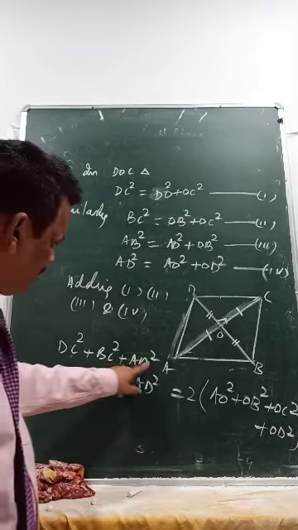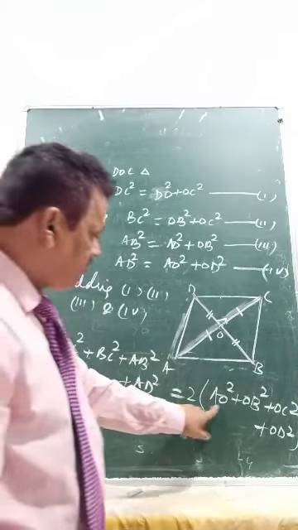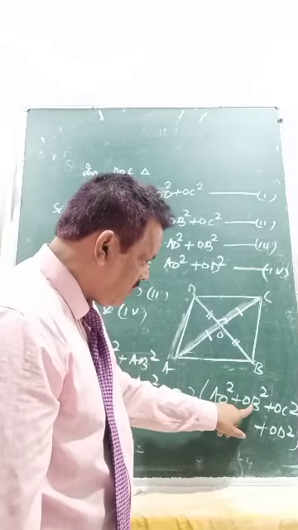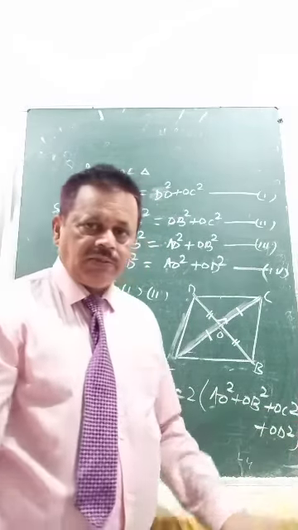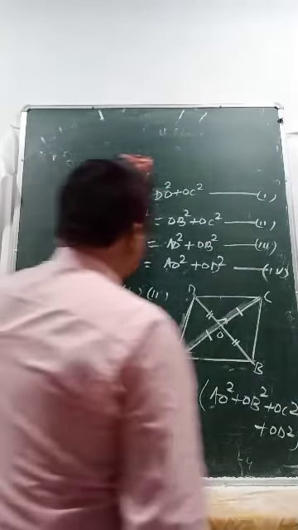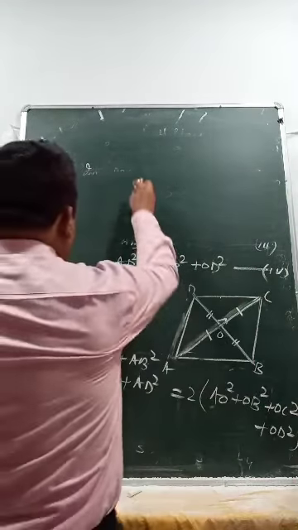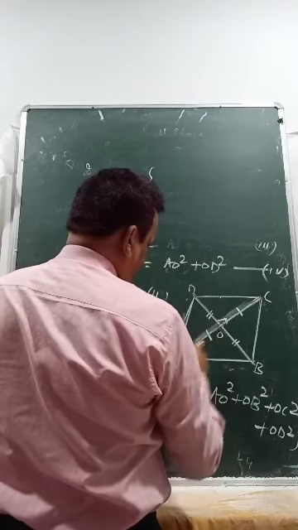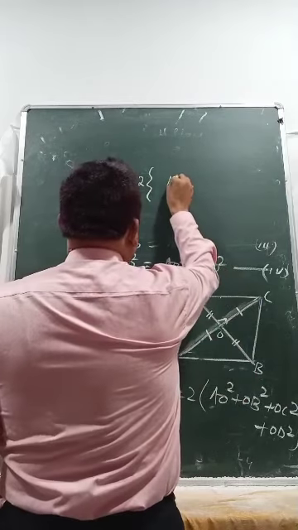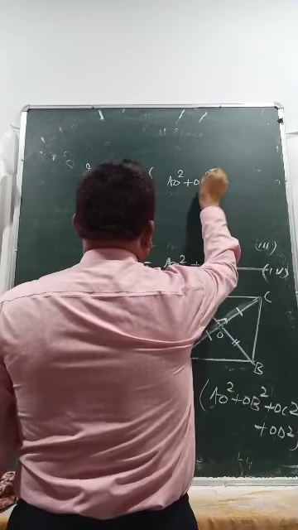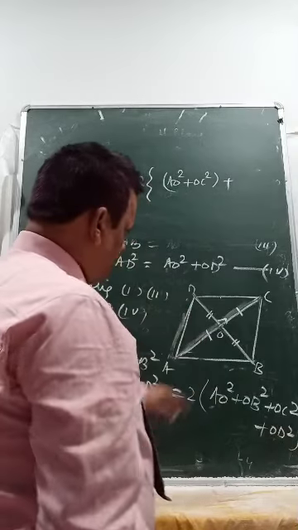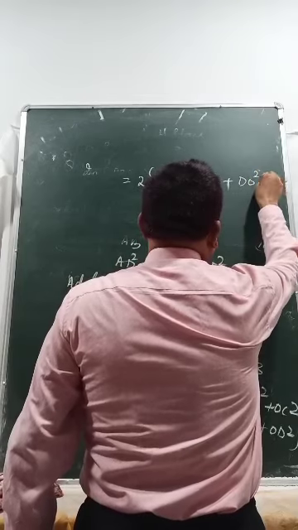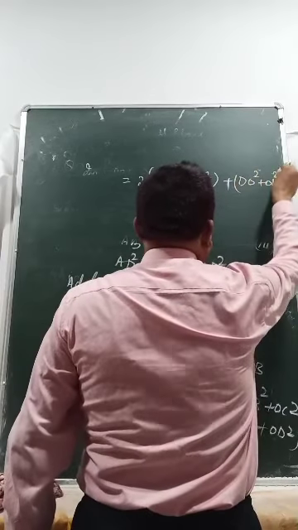This is the sum of the squares of all the sides. This one you look at here. DO and OB you write together, AO and OC together. Which is equal to 2 times AO square plus OC square together, DO square plus OB square together.